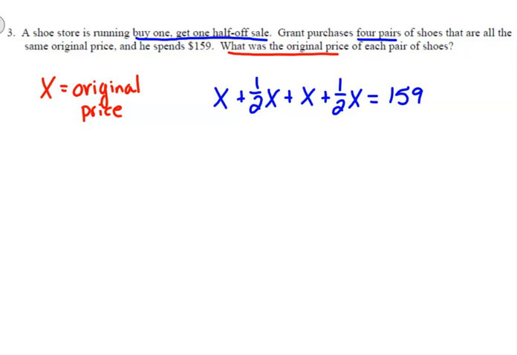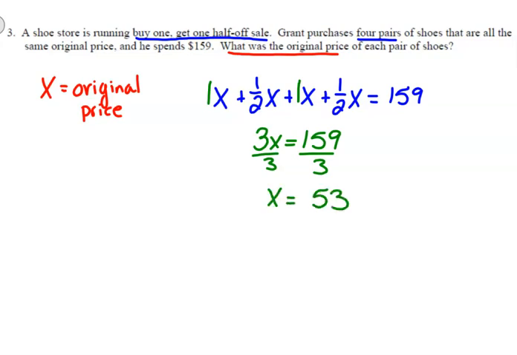So when I go to solve this equation, remember this is a 1x, this is a 1x. So if I have 1 plus 1/2 plus 1 plus 1/2, that's a total of 3x, right? Because 1/2 plus 1/2 would be 1. So now, in order to solve, I'm going to divide both sides by 3. And so x is 53. And so again, we were talking about money, right? So we're going to say this is $53, and this is our original price.